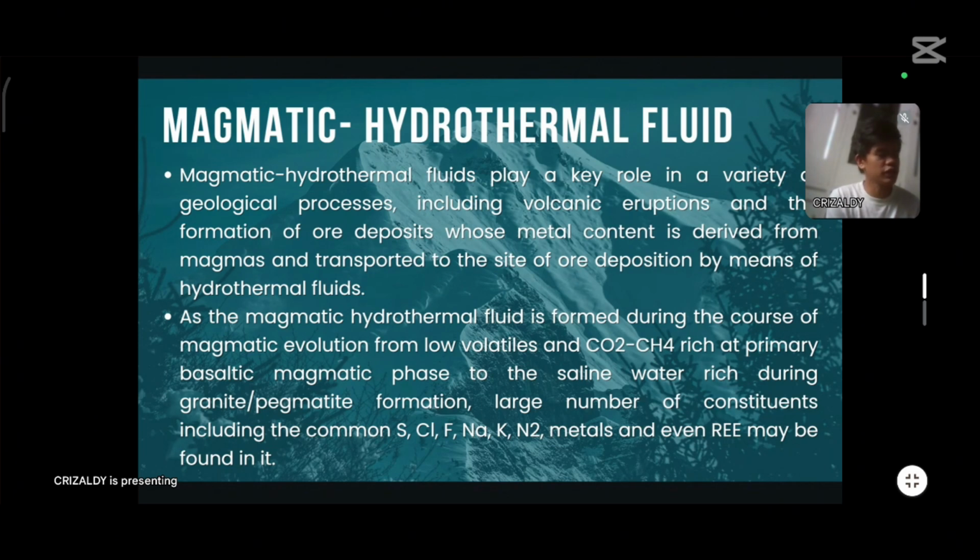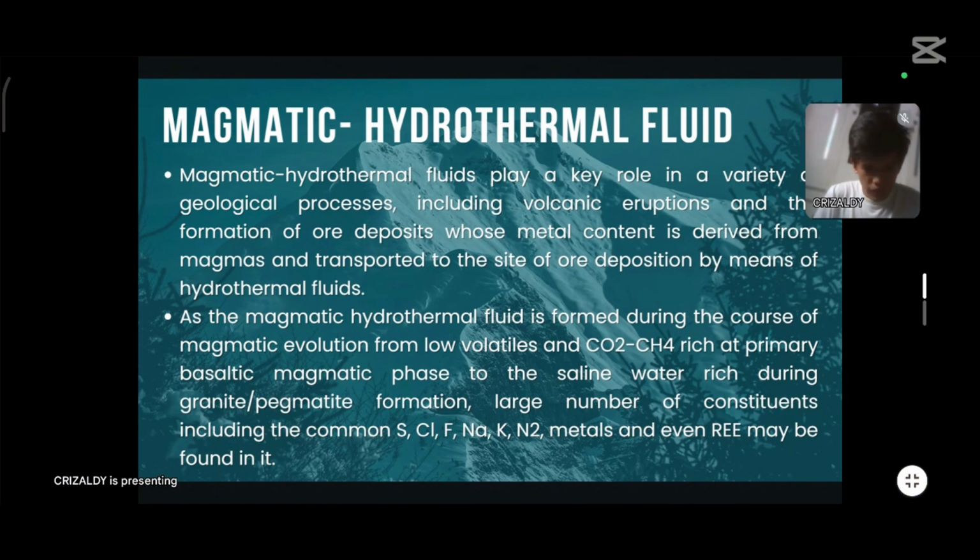As the magmatic hydrothermal fluid is formed during the course of magmatic evolution, from CO2 to CH4 rich at primary basaltic magmatic phase to the saline water rich is during granite or pegmatite formation. Large number of constituents, including the common metals and even REE, may be found in it.